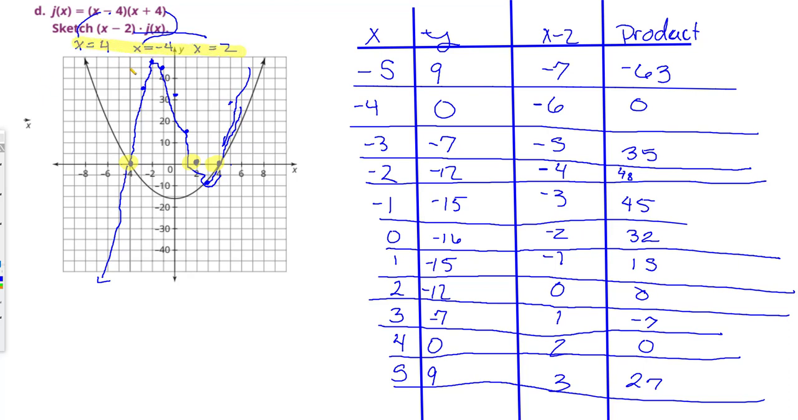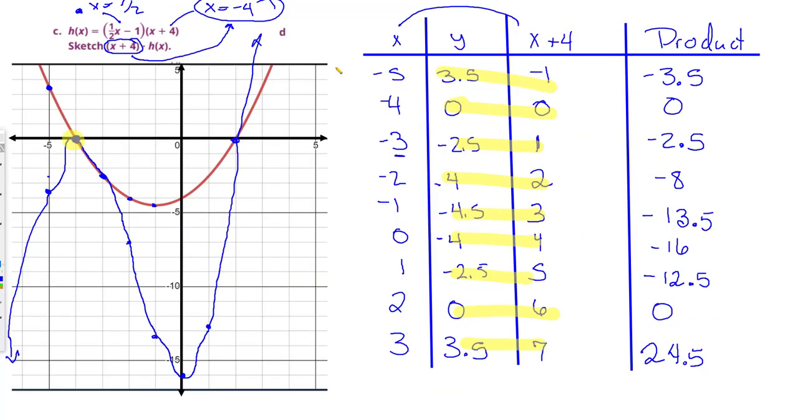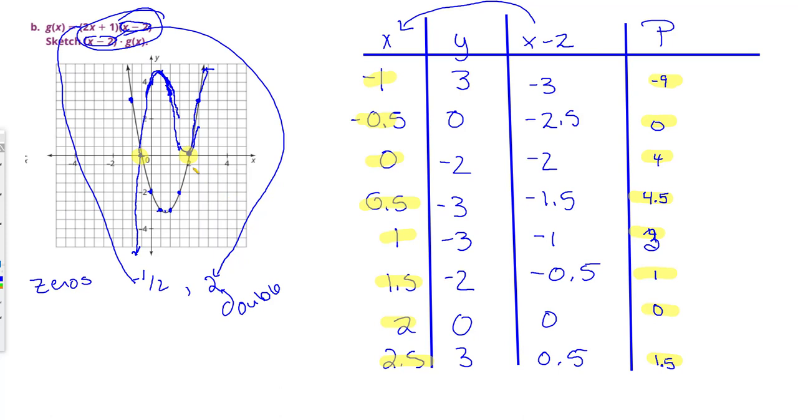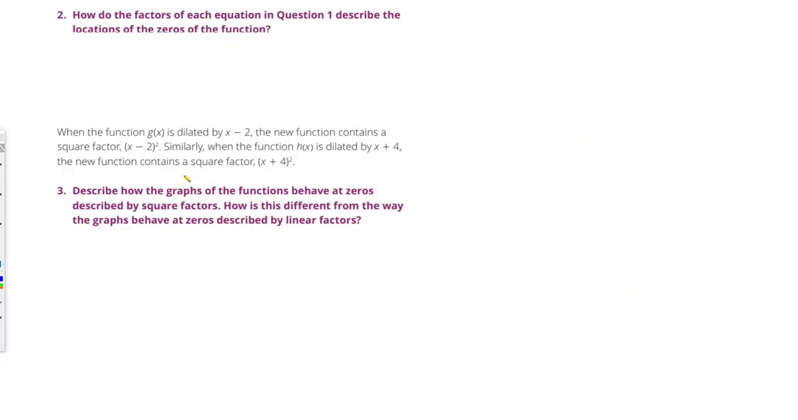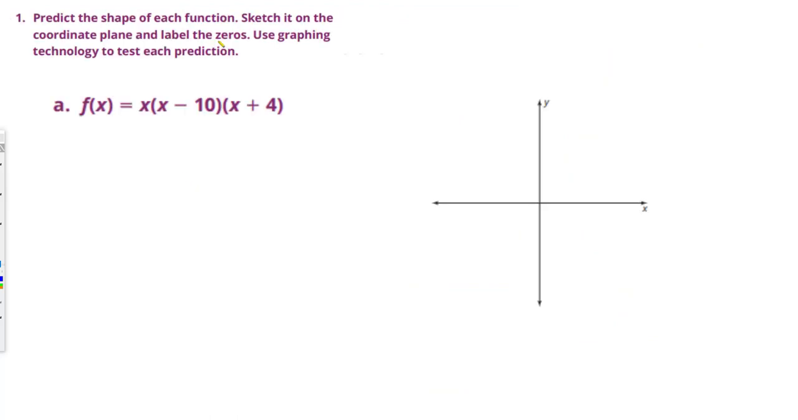So we had 3 zeros, and 3 times we crossed. Versus here we had 2 zeros, and 1 touch and 1 cross. We had 1 touch and 1 cross. We had 2 zeros. 3 different zeros and 3 different crosses. So I want you to take that information and I want you to think through.